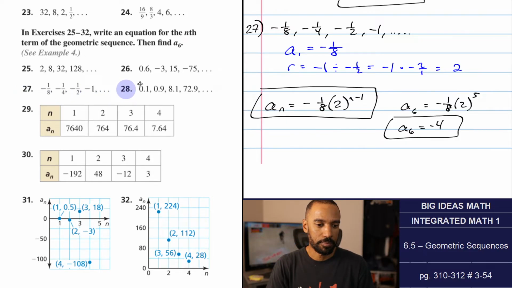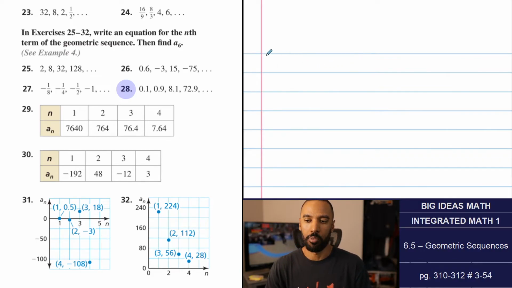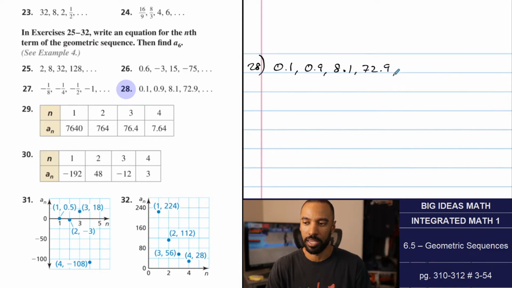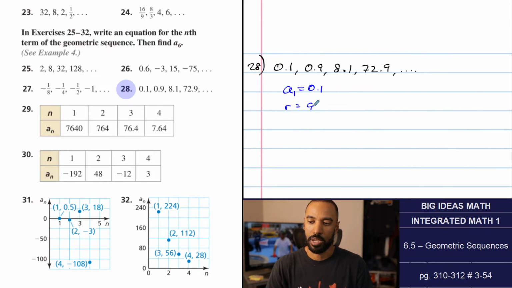Number 28. Pretend like the decimals weren't there for a sec. Going from 0.1 to 0.9 is the same as going from 1 to 9. You're making it 9 times bigger than it was before. That's true from 0.9 to 8.1. It's like 9 to 81 and 729. We're multiplying by 9 here. But the first term isn't 1. It's 0.1. The common ratio is 9.